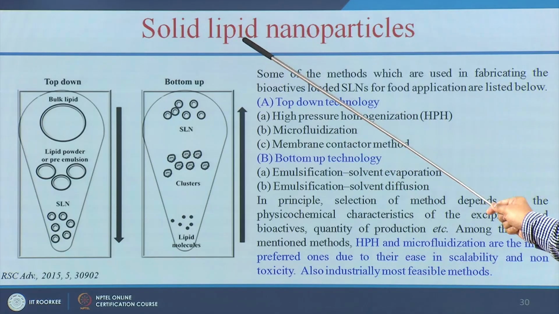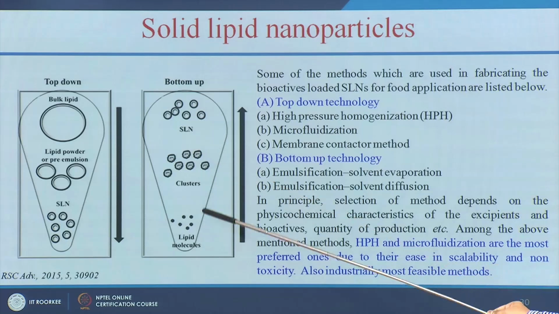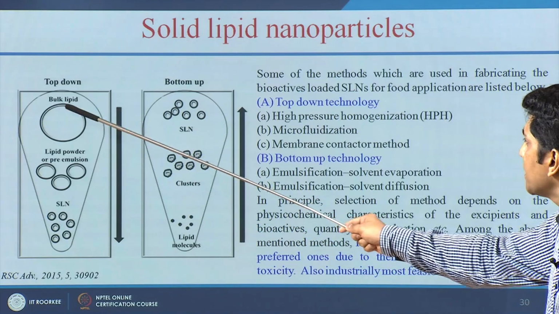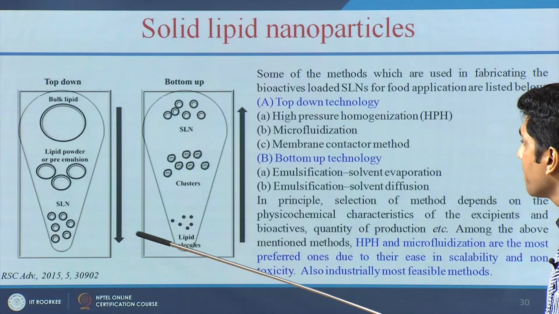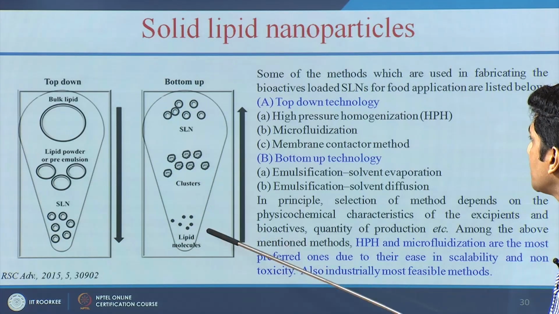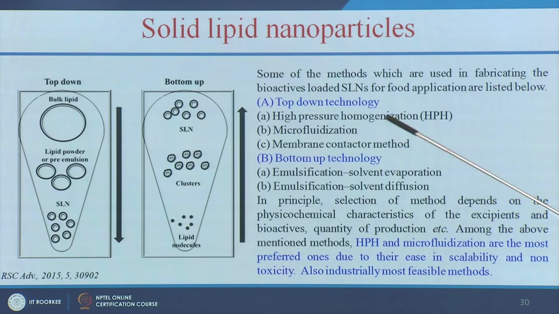So, how to make these solid lipid nanoparticles? Again we can use the top down approach and the bottom up approach. The top down approach is making solid lipid nanoparticles from a bulk lipid, and the bottom up is from the lipid molecules. Under the top down technology, these are the methods: high pressure homogenization, microfluidization and membrane contractor method. And under the bottom up you will have emulsification, solvent evaporation and emulsification, solvent diffusion.